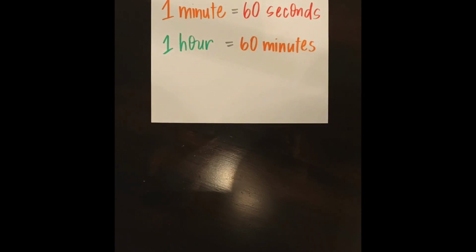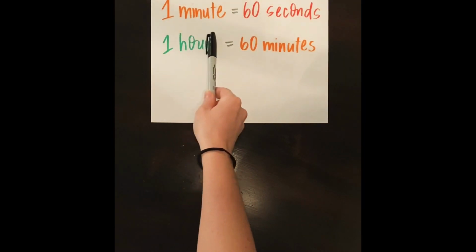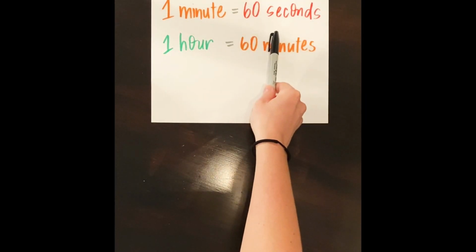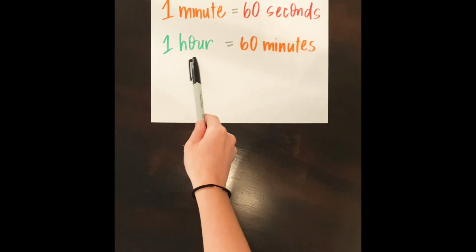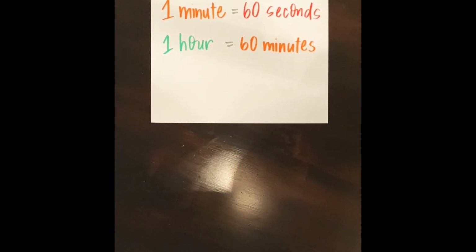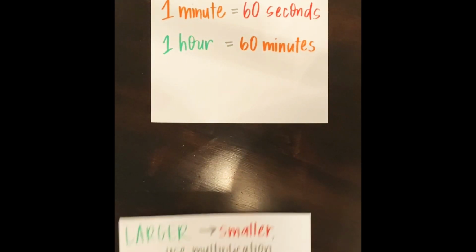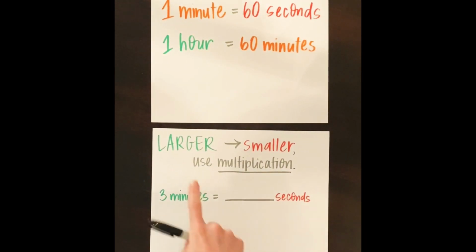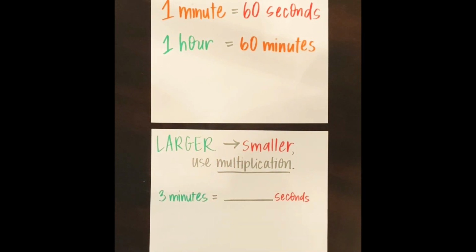So let's start with looking at some of our basic conversions. 1 minute is the same as 60 seconds, and 1 hour is the same as 60 minutes. So I think you guys are pretty familiar with that. So let's use that to help us go from a larger unit to a smaller unit. And as you can remember from this past week, when we do that, we're going to use multiplication.